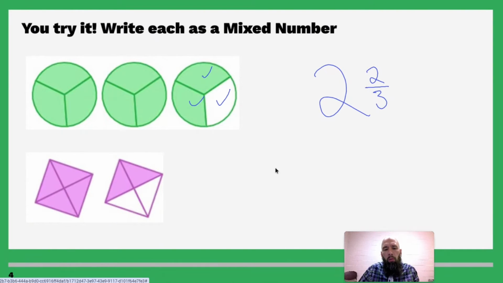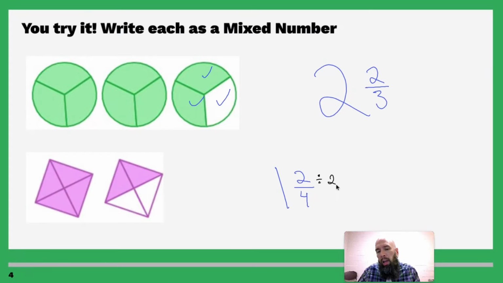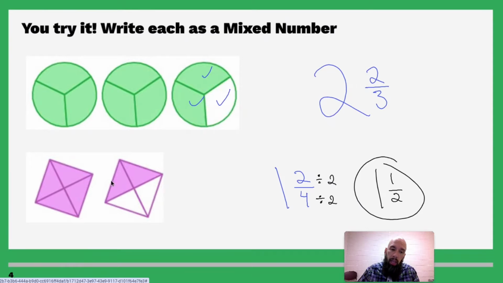This second one, we have 1 whole square or rhombus filled in, and 2 out of 4 partially filled in. You should be able to look at that and say, all right, 2 out of 4, I can divide the numerator and the denominator both by 2, and 2 divided by 2 is 1, 4 divided by 2 is 2, so 1 1/2. And that does look like a half if I blur my eyes. That's half filled in.